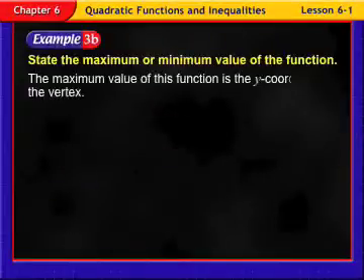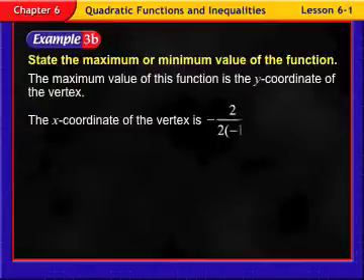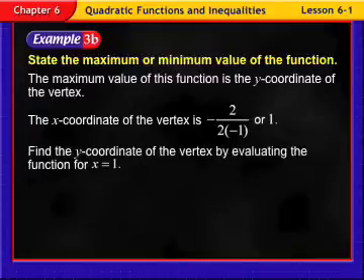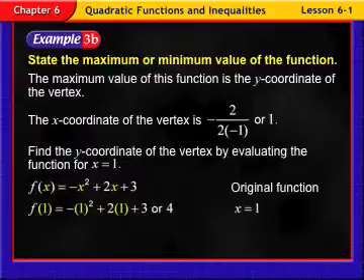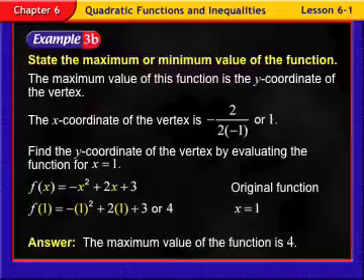Here we're going to find that maximum or minimum. It happens to be the y-coordinate of the vertex. So remember, we know how to find the x-coordinate using that formula, negative b over 2a. So we use our a and b here, and we come up with the x-coordinate of 1. Then we use that x-coordinate to replace back into our original function. So here we've replaced the x's with 1, and that yields our y value of 4. So the maximum value of the function is 4.